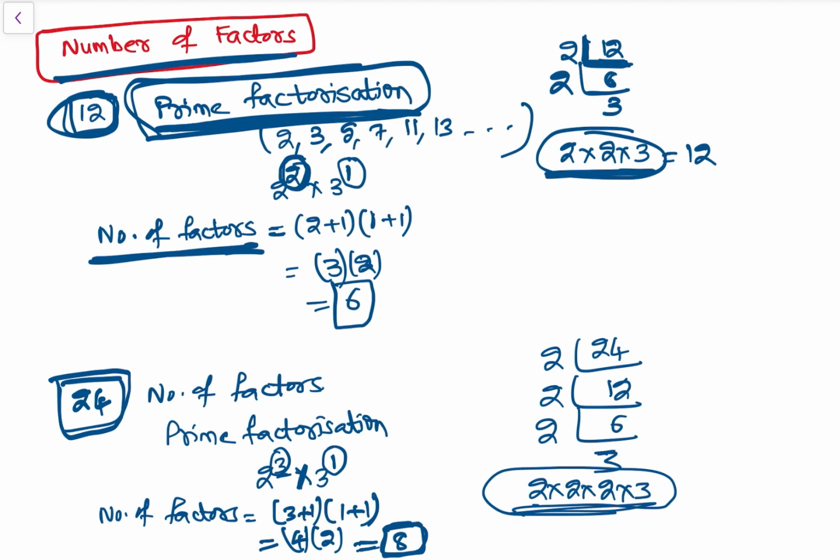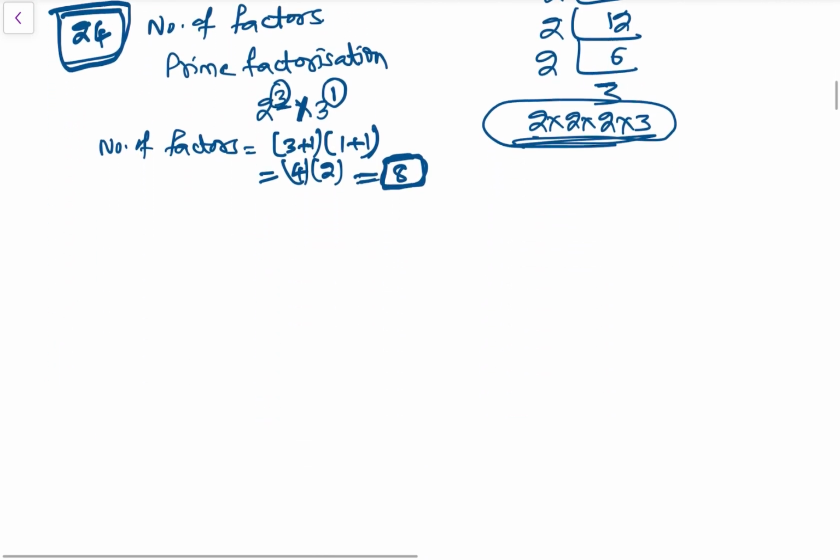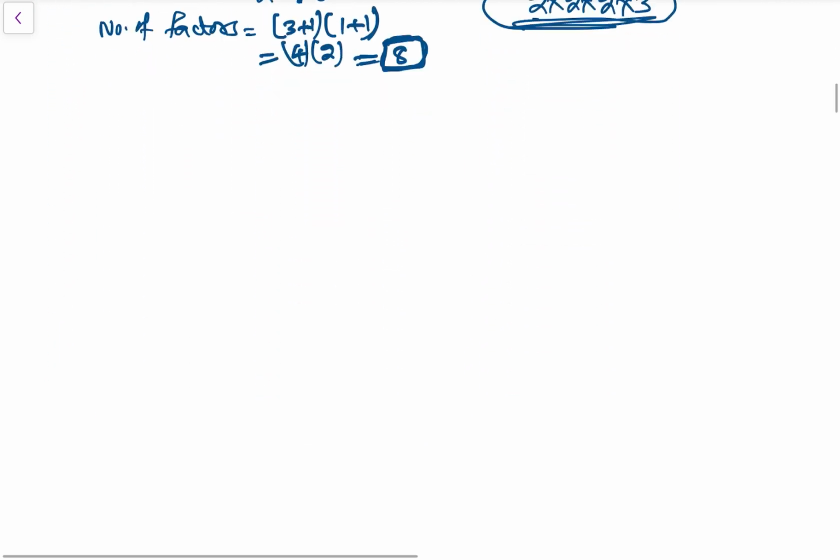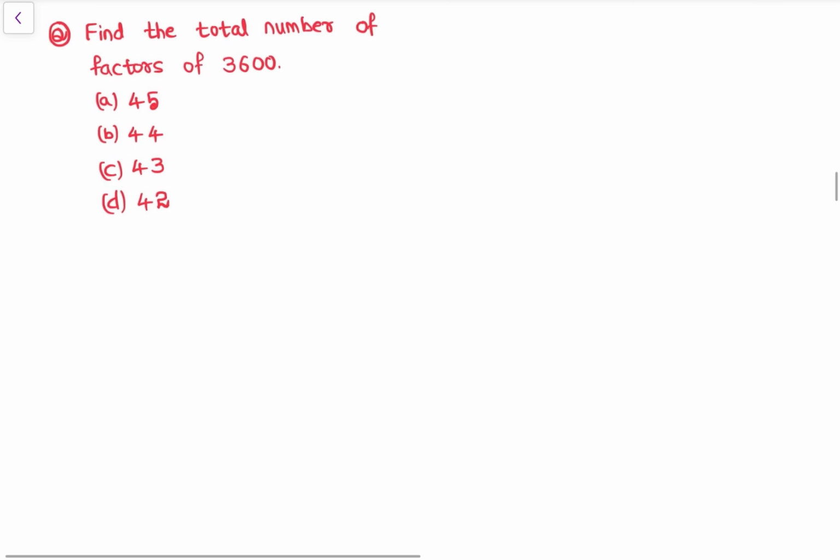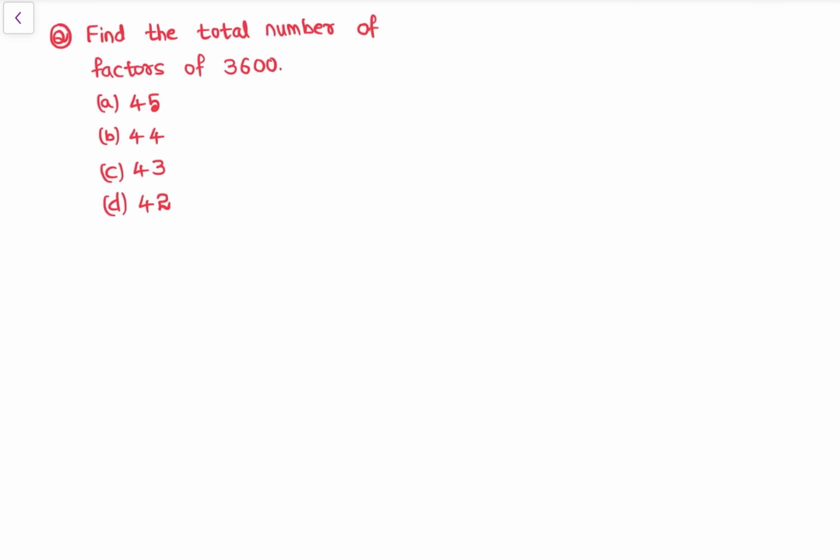So now let's see another big number, and find its number of factors. Okay, so now let's see the question: the total number of factors of 3600. So now 3600, we have to break down 3600 into prime numbers.